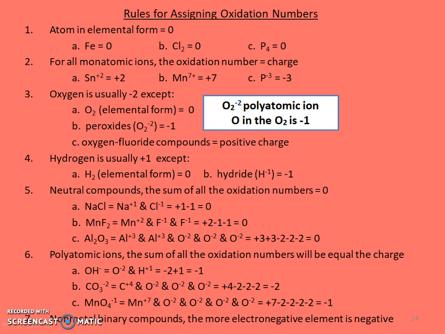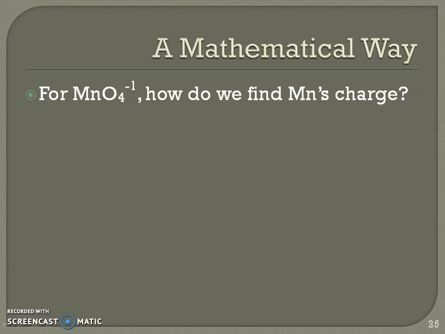In polyatomic ions, it's always going to equal the charge of that polyatomic ion. And for binary compounds, that means a compound with only 2 elements, the more electronegative element is negative. And we want to remember that with most compounds, there is only one negative oxidation number. If there's 3 or 4 elements in a compound, there will be multiple positive, but usually only one negative. Not all the time, of course, there's always exceptions to that rule.